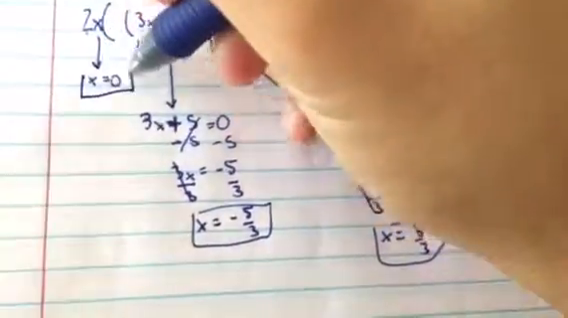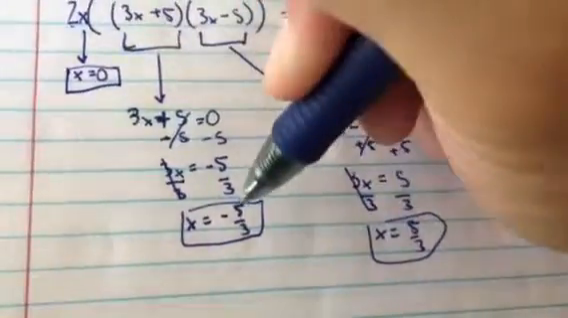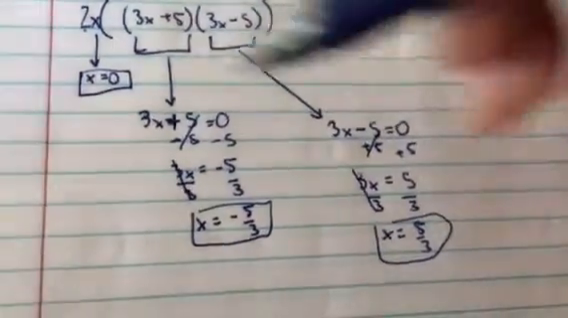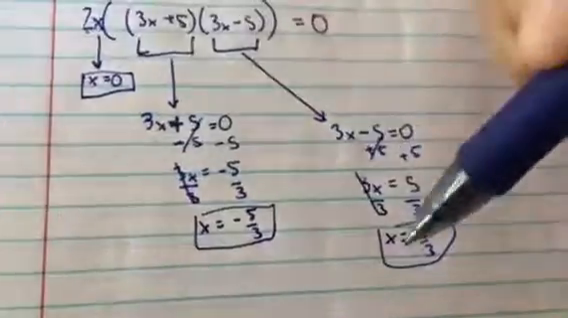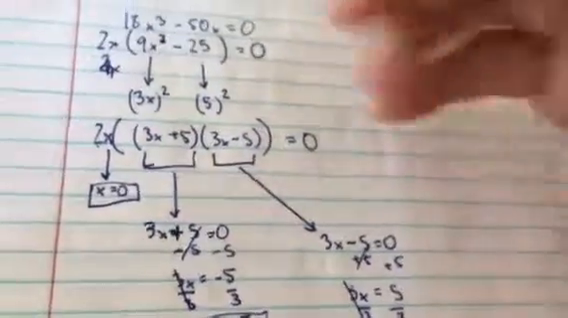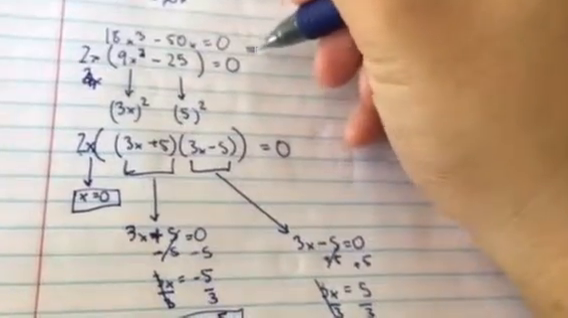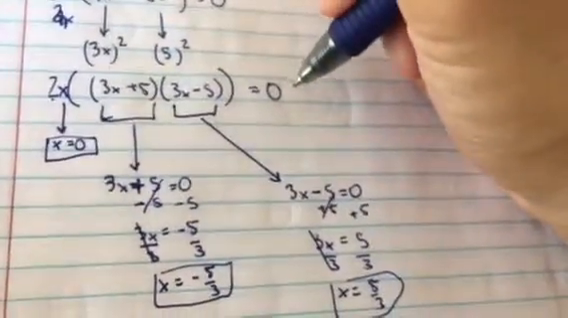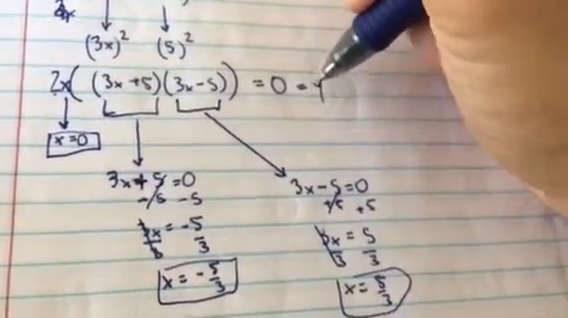Okay, so your answer should be x. You have 3 different solutions. x can be 0, or negative 5 over 3, or 5 over 3, meaning if you plug in any of these 3 numbers, you will get a y value of 0. Remember, this whole thing is equal to y. Okay, we just want to see what the x's would be if y was equal to 0.